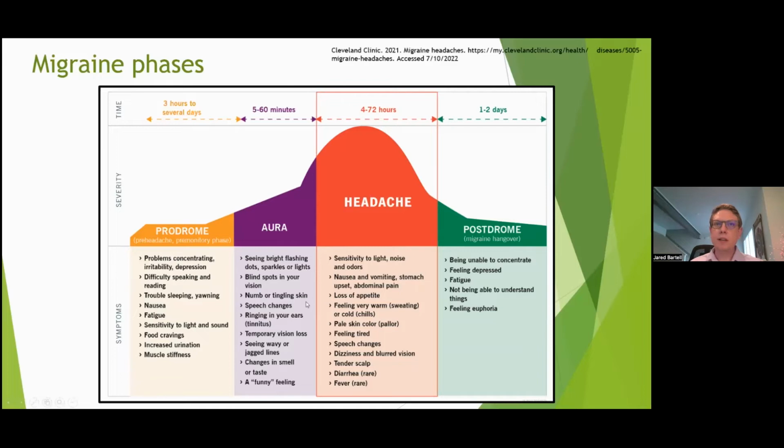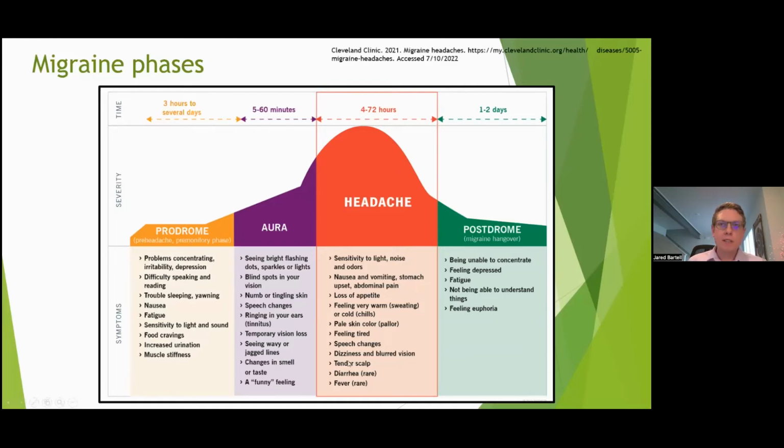People can also have sensory symptoms. So it mentions numbness and tingling feeling, sometimes speech changes, like difficulty getting words out again, or other types of language problems during the aura. Rarely it can cause weakness. That's a different type of aura, like a hemiplegic migraine aura, but that's also part of this phase as well.